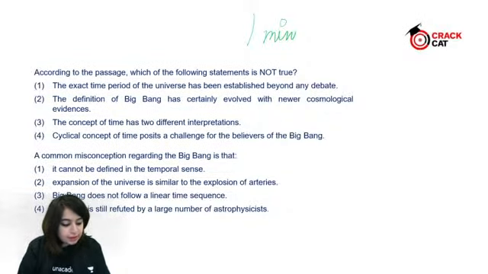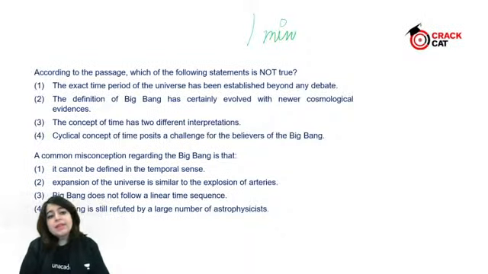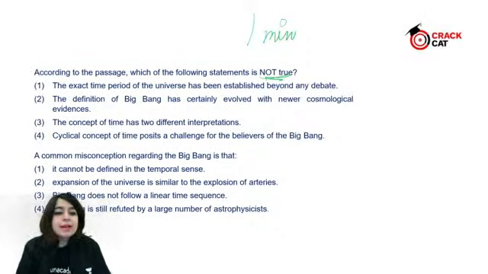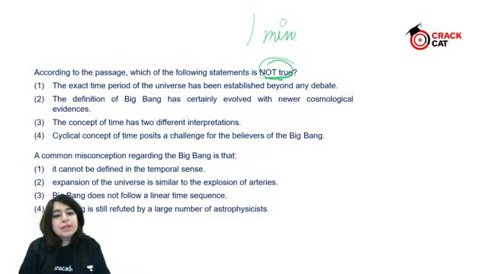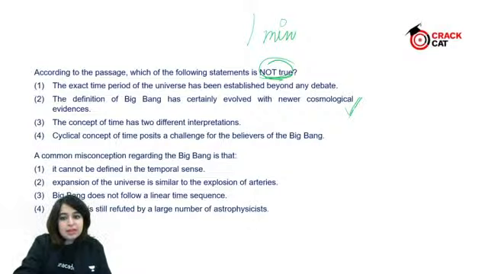Okay, so let's try these. It says, according to the passage, the following is not true. So this is an implied idea question. What we can do is go back to the passage in order to get the correct answer as well. The first says the exact time period of the universe has been established beyond any debate. We have to find out the one which is not true. The second says the definition has certainly evolved with newer cosmological evidence that was mentioned.